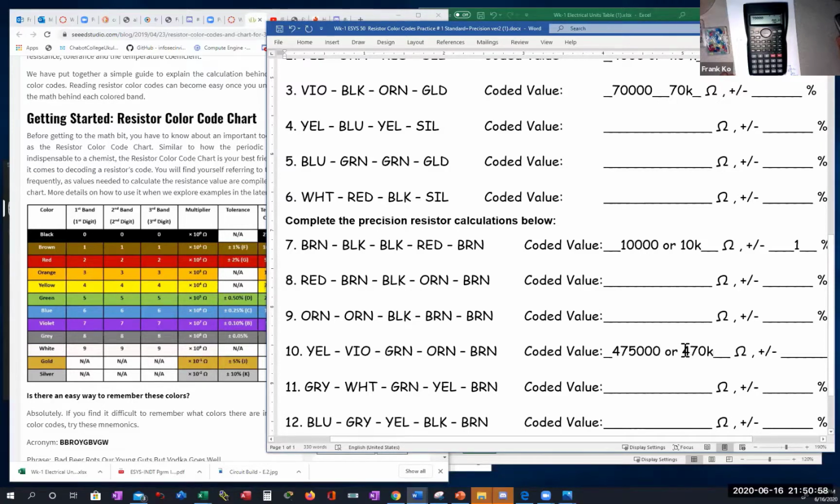And again, if you're not quite comfortable with putting in kilos yet, don't worry about it. We'll talk about that in greater detail this week. Just go ahead and code these this way. Any questions?